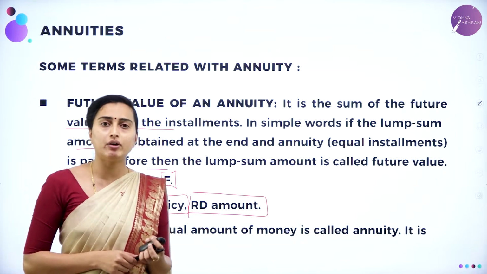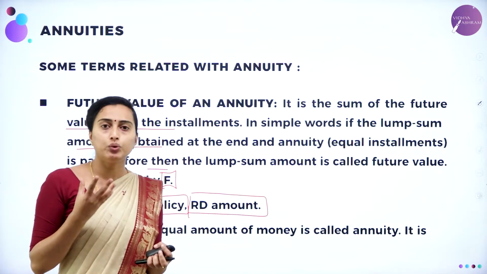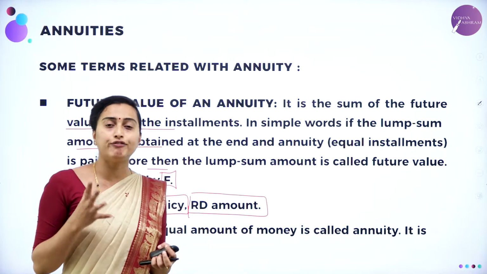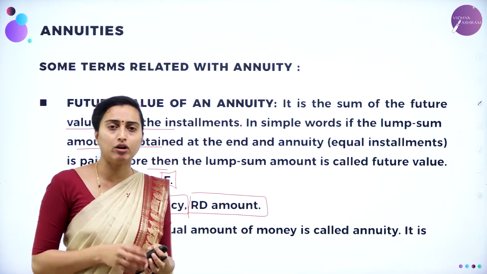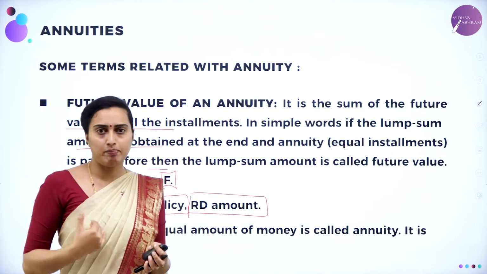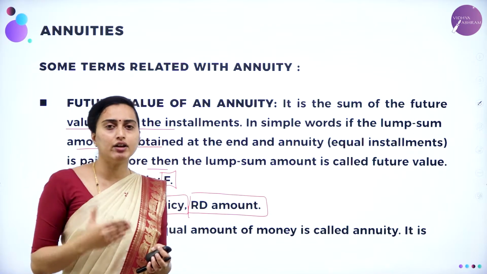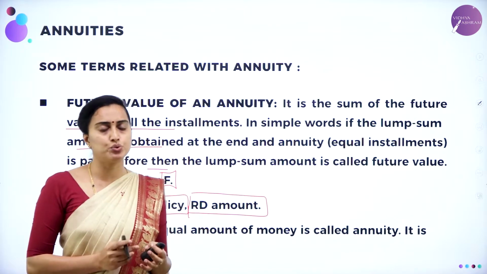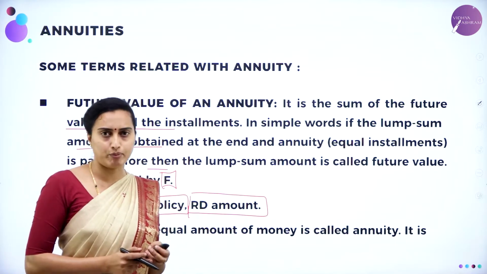If you pay a recurring deposit, it will run for more than 2 years, 3 years, 4 years, 5 years, like that. It cannot be paid for 1 month and taken back. You take it at the end, after 1 year, 2 years, or 3 years, like that. That is called a recurring deposit.